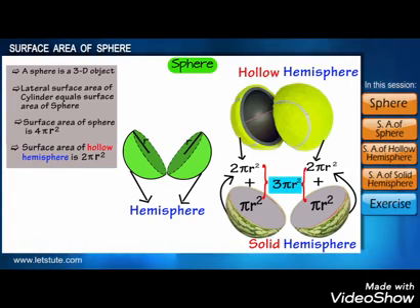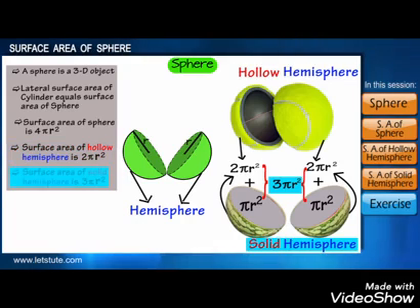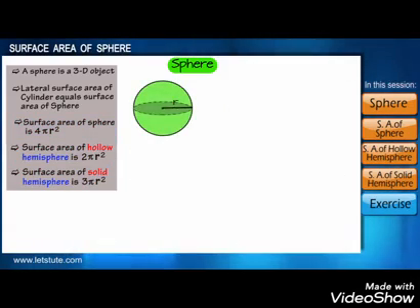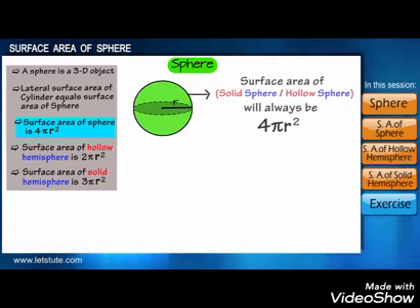In other words, we can say that the surface area of a hollow hemisphere is 2 pi r squared and the surface area of a solid hemisphere is 3 pi r squared. But the surface area of a sphere, whether it is hollow or solid, will always be 4 pi r squared.